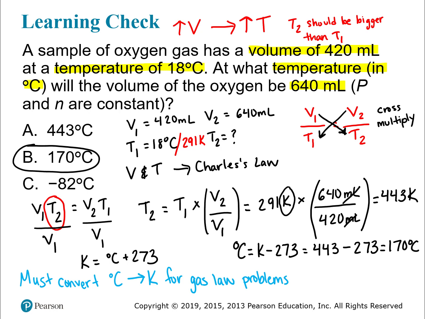Now we knew that the temperature should be bigger than our initial temperature, but that only allows us to cross off one of our options. So we had to do the math for this one.